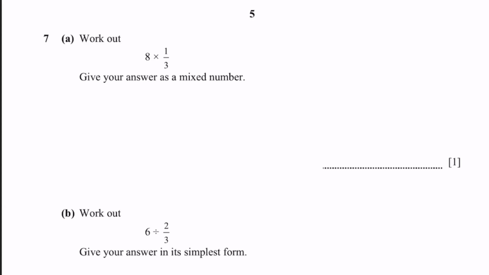Question 7. A. Work out 8 into 1 by 3. Give your answer as a mixed number. 8 into 1 by 3 is 8 by 3. And then we make it a mixed number, 2 by 3.